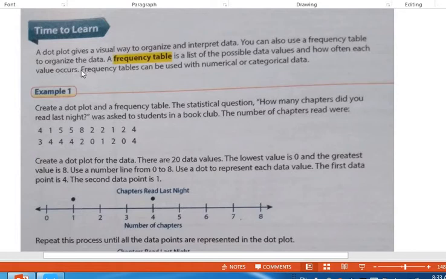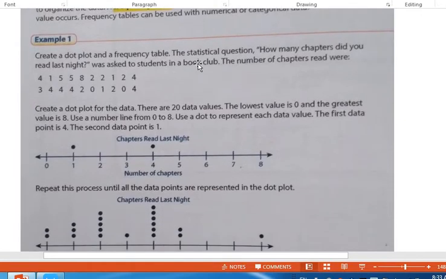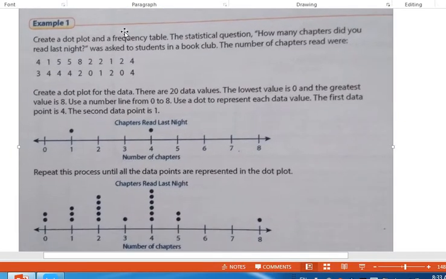So today we are going to complete a dot plot. It gives a visual way to organize and interpret data. As we said before, you can also use a frequency table to organize the data. A frequency table is a list of possible data values and how often each value occurs. Frequency tables can be used with numerical or categorical data, as we said in the last lesson. So, let's create a dot plot and a frequency table.